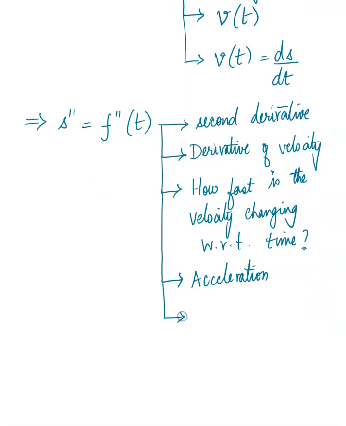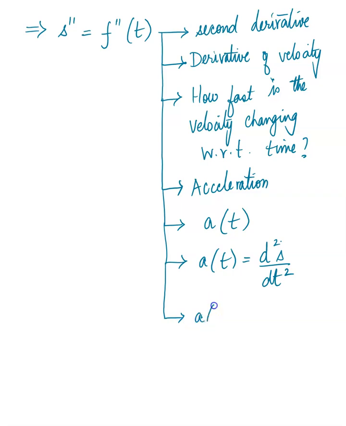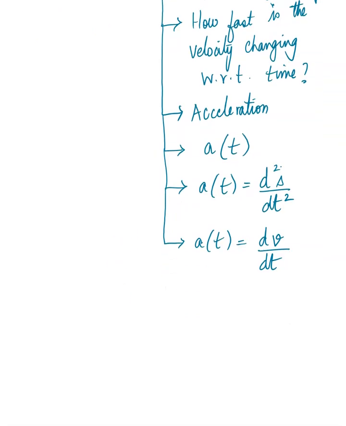And acceleration is written as a of t because it's with respect to time. And a of t is nothing but d squared s over dt squared, because that's the second derivative. You can also write it as a of t is nothing but dv over dt. It is the derivative of velocity, or you could see it as the second derivative of the position of the object. Right? All right. And what happens if you took the third derivative?